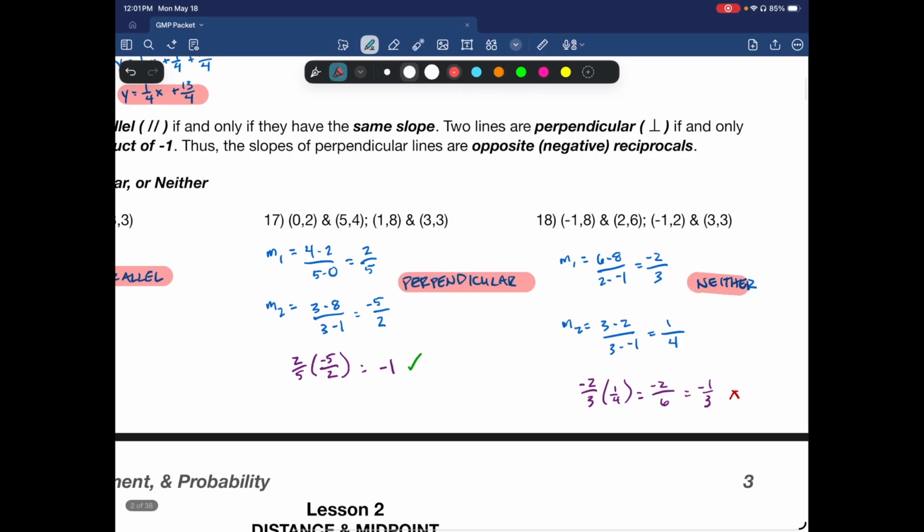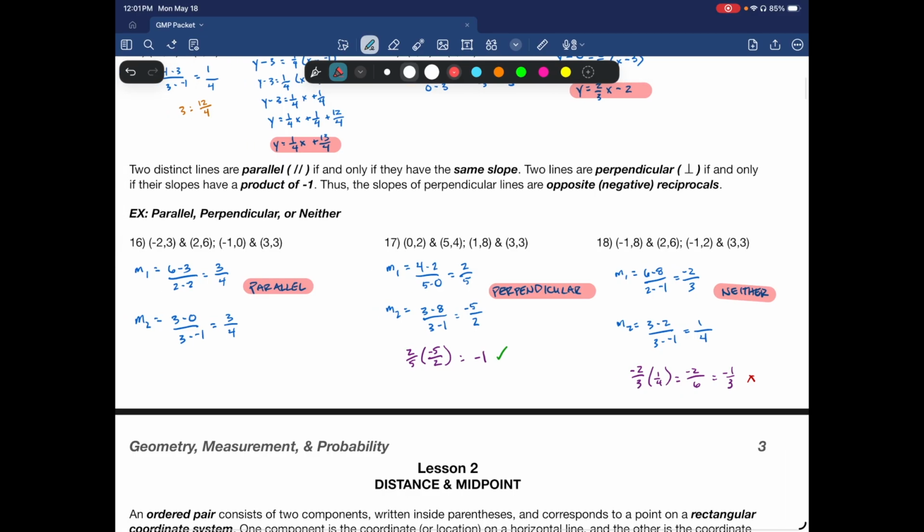So parallel, perpendicular, or neither. Parallel is the same slope. Perpendicular has a slope product of -1. And if it doesn't fit one of those, it is neither.